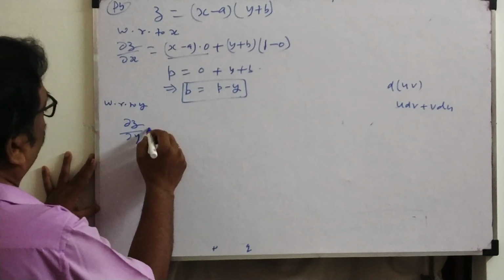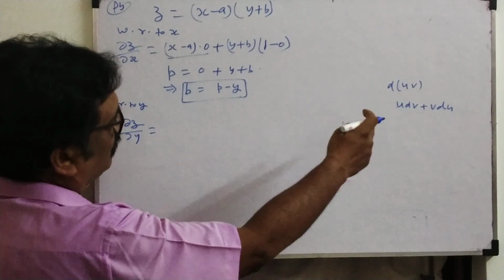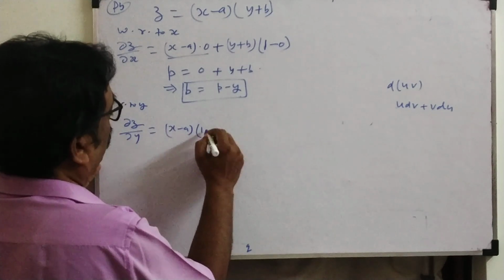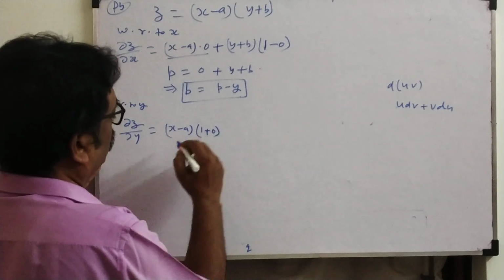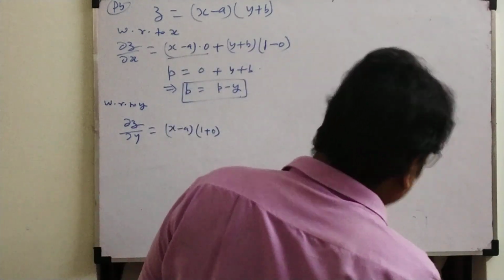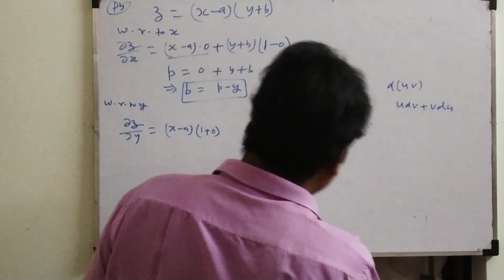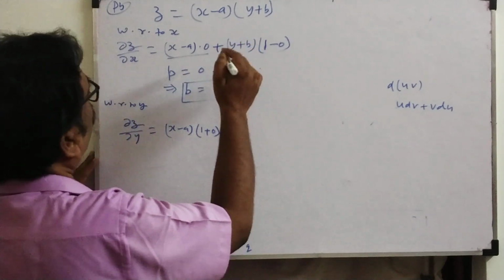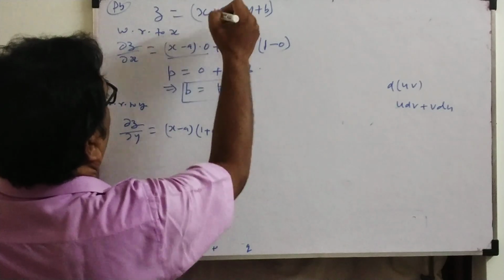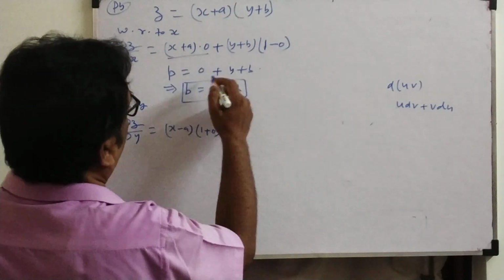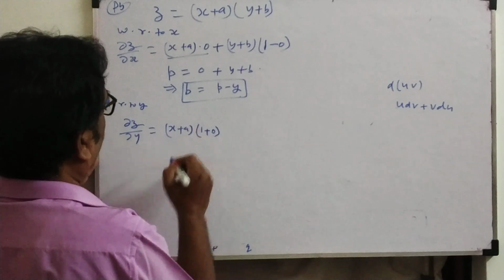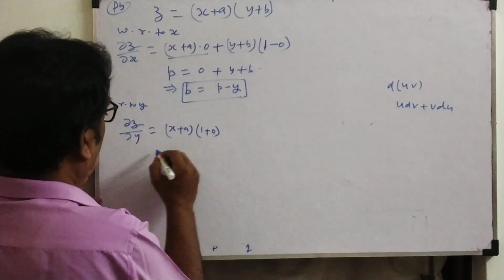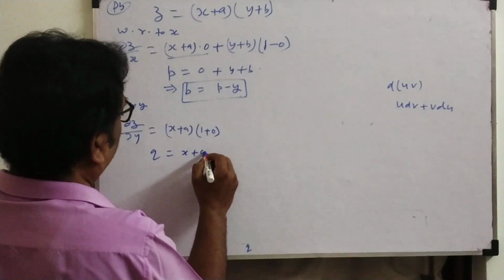Dou z by dou y equals, first function similar, you take x minus a, derivative of second is 1, plus 0, 1 plus 0. x plus a is there, no? Wait here. The problem given is x plus a. Okay, check what changes. X plus a, so no difference here. Here x plus a, y plus b. So 1, 0. Okay.